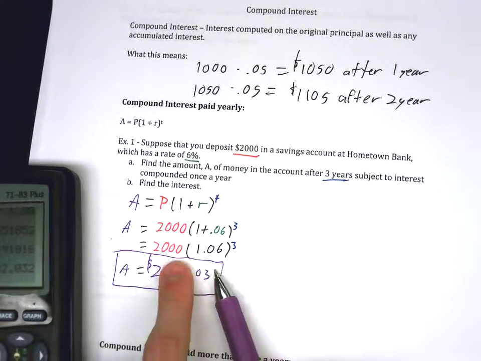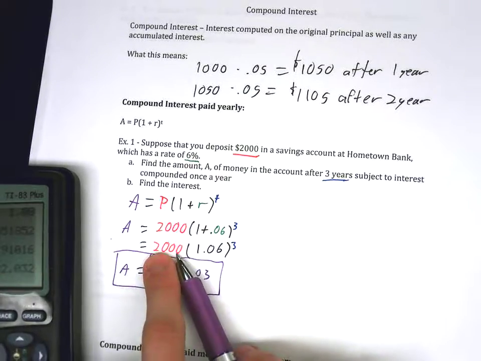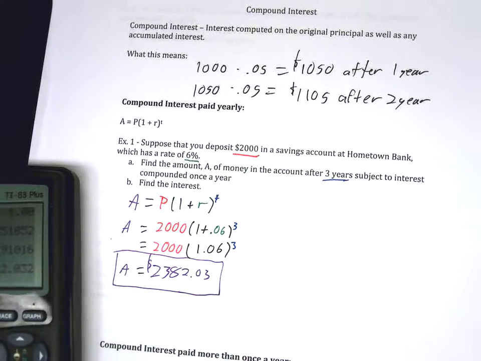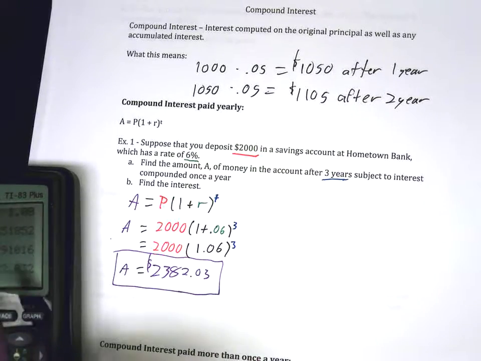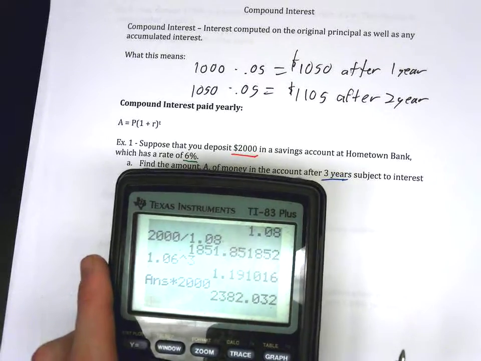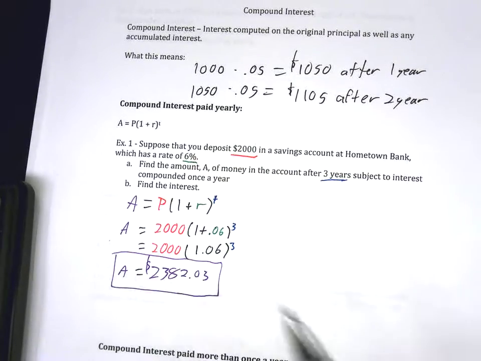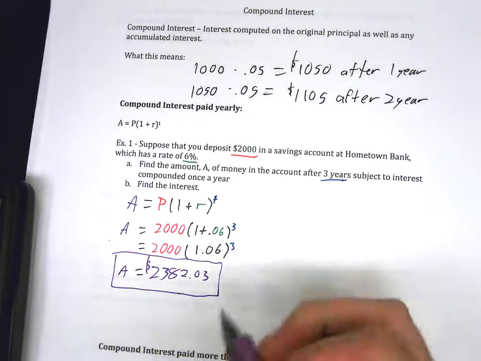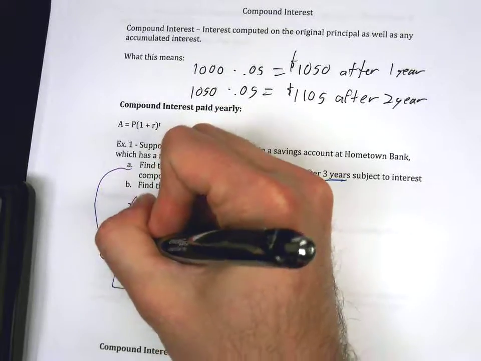So keep in mind, I did do 1.06 to the third power, but then I went ahead and multiplied it by 2,000 to make sure I wasn't rounding off. You could do the 1.06 to the third power and actually round and make it 1.19, and then go ahead and multiply the 1.19 times the 2,000. You could do that. So this would be the answer for A.